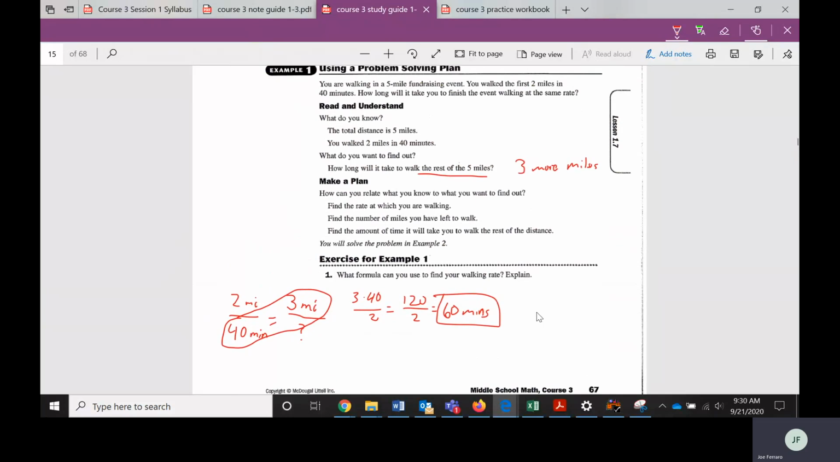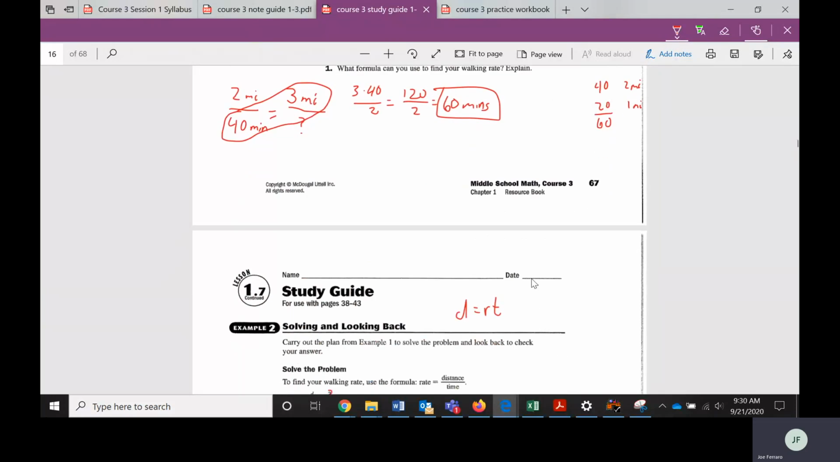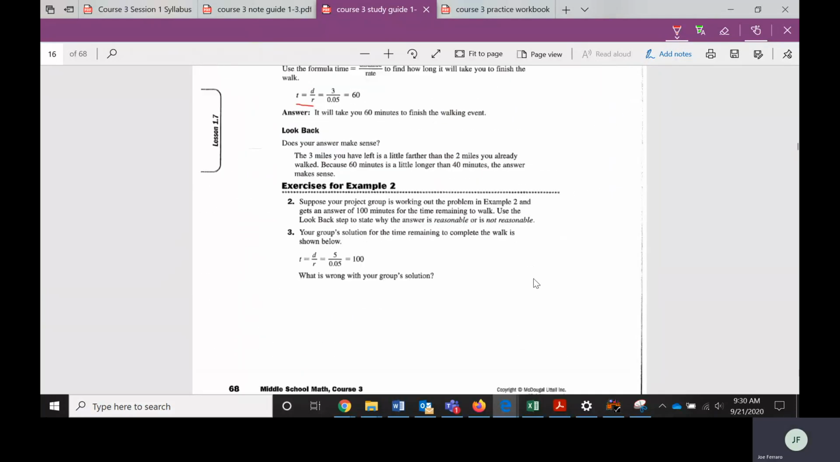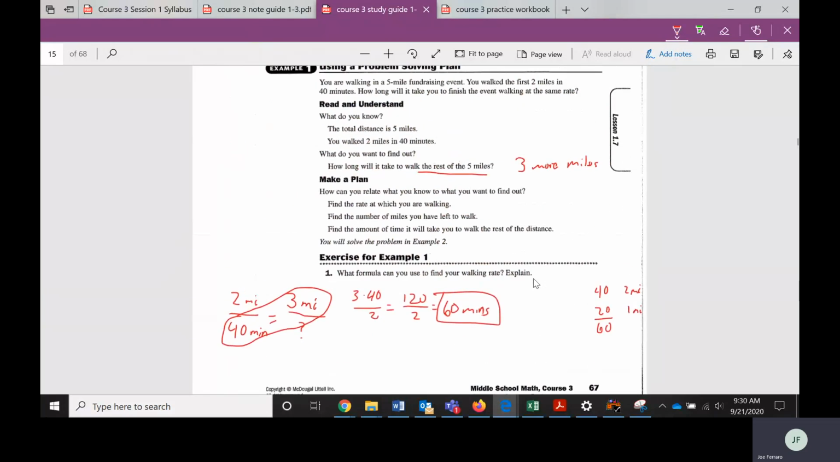The other way of doing it, sometimes the numbers work out and you can think logically and say, well, 2 miles took 40 minutes. So 2 more miles would be another 40 minutes. I have 1 more mile to go to get that 3 miles. 1 mile is half of 2 miles, so half of 40 is 20. And so it must equal 60. So sometimes you can think through things like that if the numbers work out easy enough. So there's just a couple of different ways of doing that. I think that's all we need to talk about there.